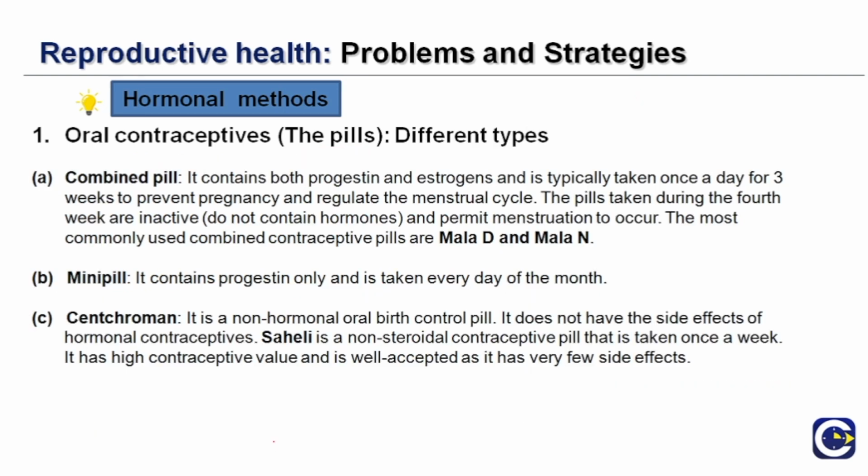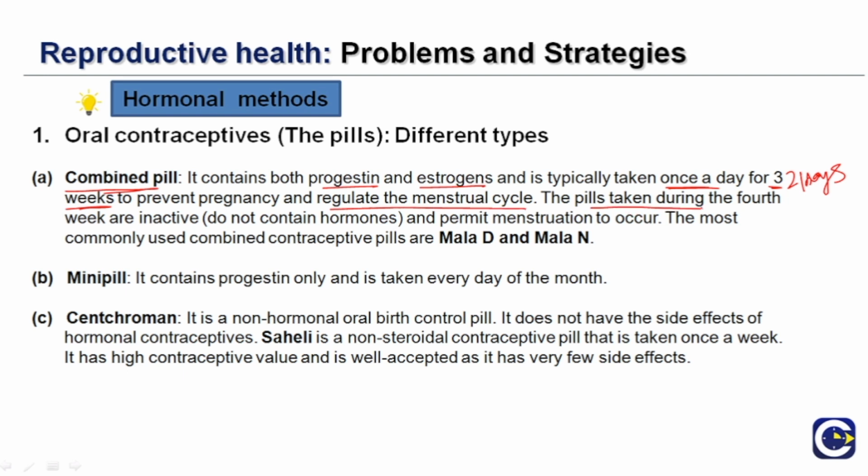So then there are different types of oral contraceptives that one can take. The first one is the combined pill. It contains both progestin and estrogens, and it is taken once a day for 3 weeks. That is again 21 days, to prevent pregnancy and also to regulate the menstrual cycle.